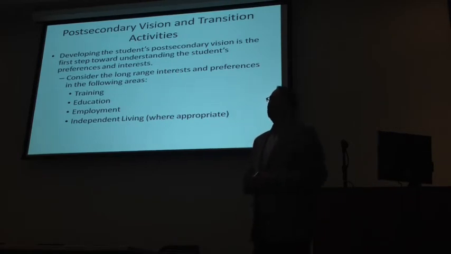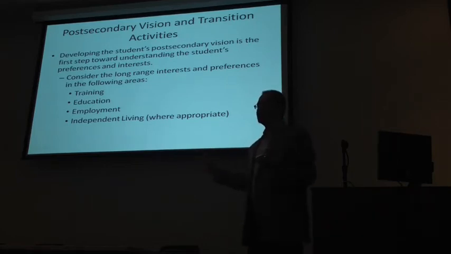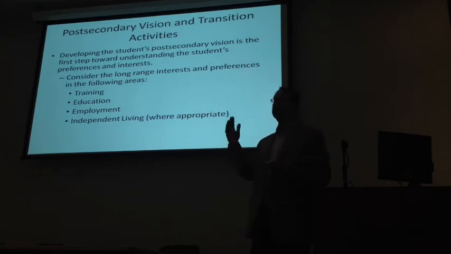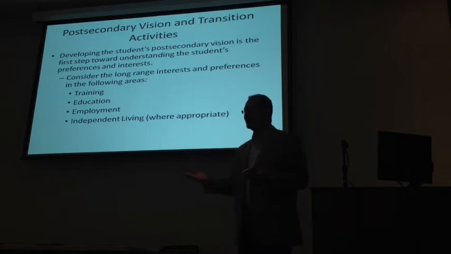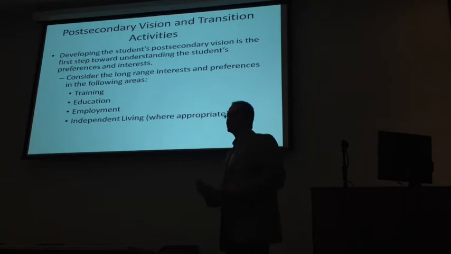Now, that could look very different depending on the disability of the student. If a student's very high functioning and they want to go out and go to college, their transition goal could very well be that they're going to improve their math skills so that they can be successful in college, or improve their reading skills so that they can be successful in college. It doesn't mean that it has to be a separate goal for transition. It could be incorporated into their educational goals.